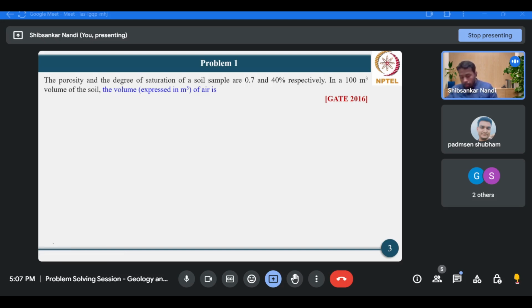Coming back to this problem, first we'll summarize the data given. The first one is porosity. The notation n indicates porosity, and this is 0.7. Secondly, the degree of saturation, which is denoted by S. This is given as 40%, that means 0.4. And the total volume of the soil is also given, and that is 100 meter cube.